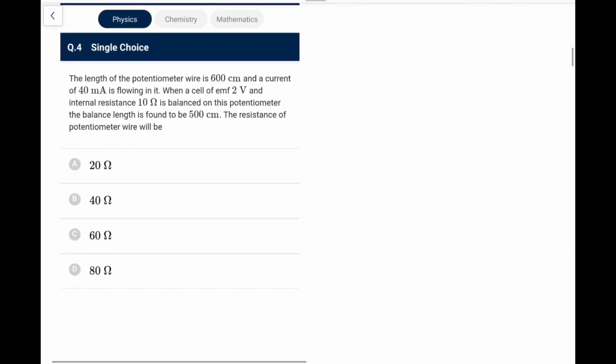Next, the length of the potentiometer wire is 600 and a current of 40 milliampere flows. When a cell of EMF 2 and internal resistance 10 is balanced, it is found to be at 500. The resistance of the potentiometer is?